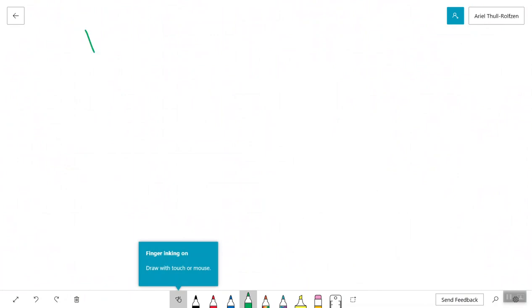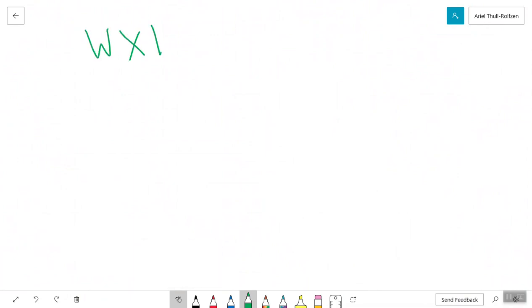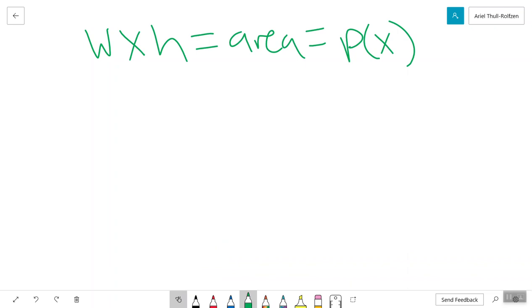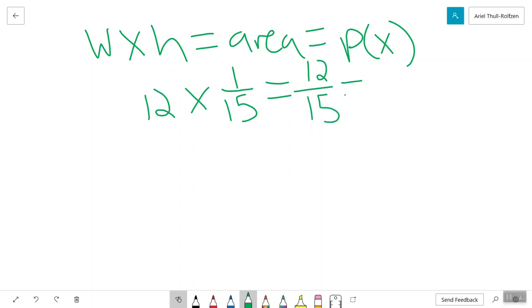We're going to come down here and we're going to solve it. We're going to say, okay, width times height equals area equals the probability of x happening. So my width I found to be 12 times my height, which I found to be 1/15, is going to give me 12/15, and we're definitely converting that one to a decimal. It converts really nicely to 0.8.